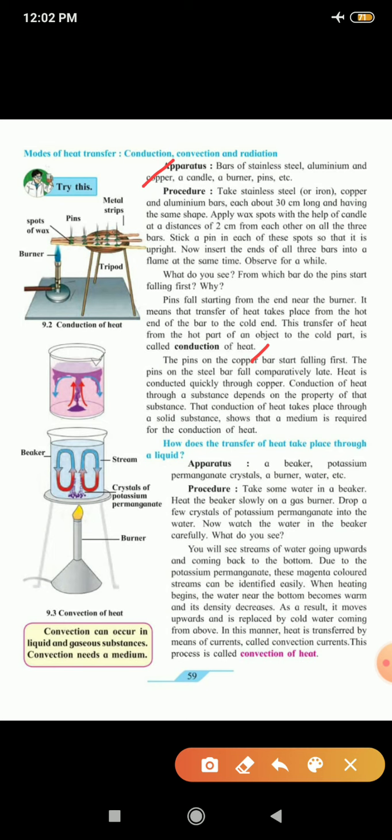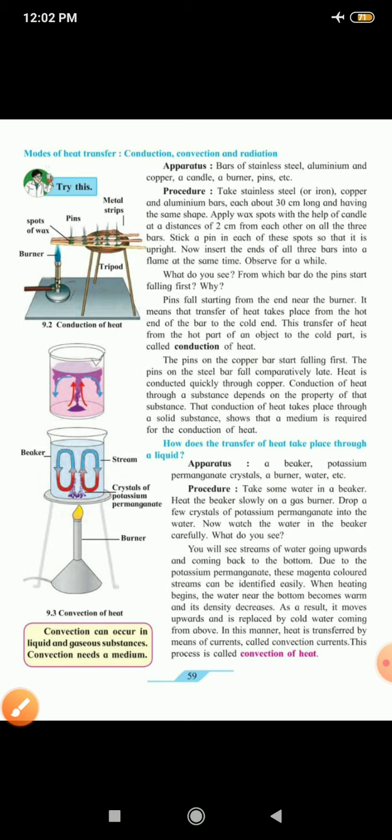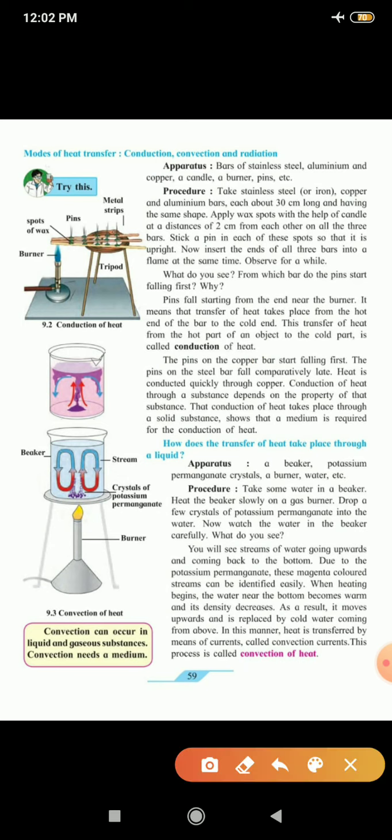Now, how does transfer of heat take place through liquid? So this is the second experiment, we will be seeing it. Now, apparatus required. A beaker, in the picture you can see a beaker. Potassium permanganate crystals, it's a chemical. It's magenta color or violet, dark violet you can say. A burner, water, etc.